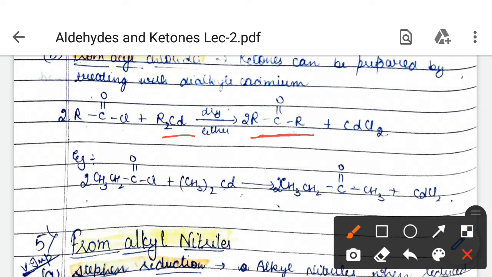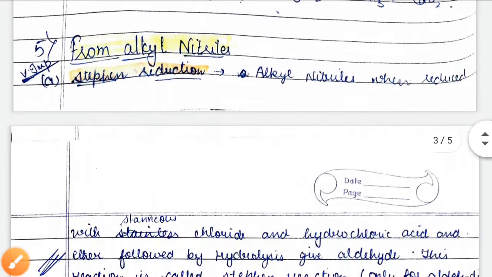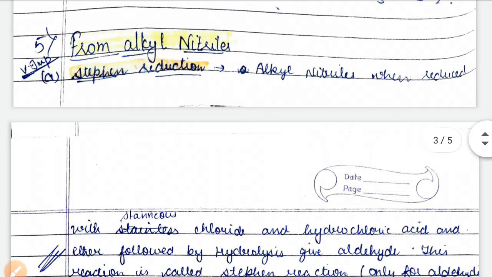Taking a particular example, where R is replaced with CH3CH2, we get this ketone, and this ketone is an unsymmetrical ketone. We can also get symmetrical or unsymmetrical ketones with this reaction. So next is preparation of aldehydes from alkyl nitriles, and this reaction is Stephen reduction.